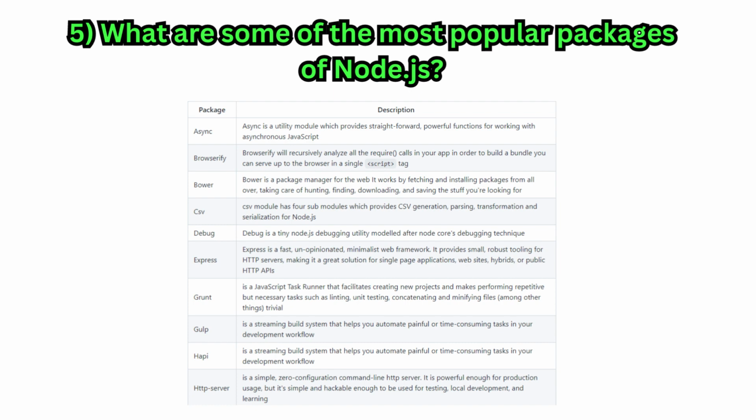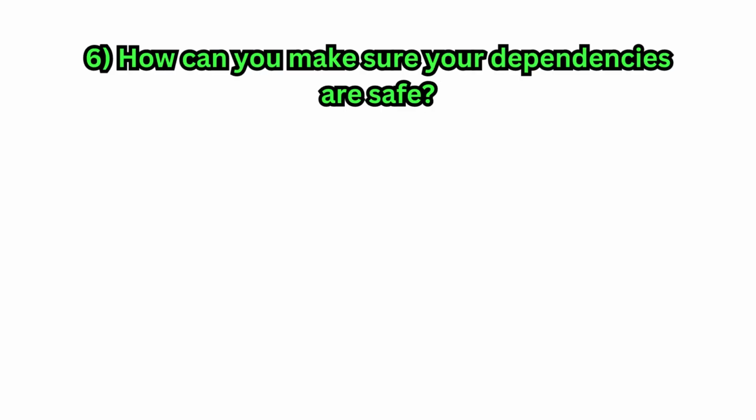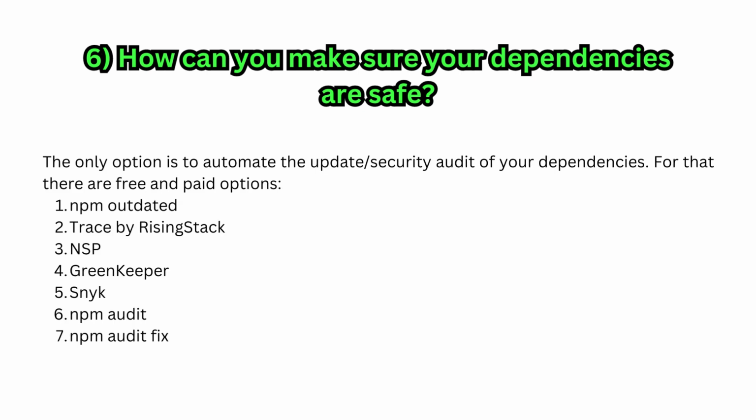and learning. Question 6. How can you make sure your dependencies are safe? The only option is to automate the update security audit of your dependencies. For that, there are free and paid options. npm outdated, trace by Risingstack, nsp, Greenkeeper, Snyk, npm audit fix.